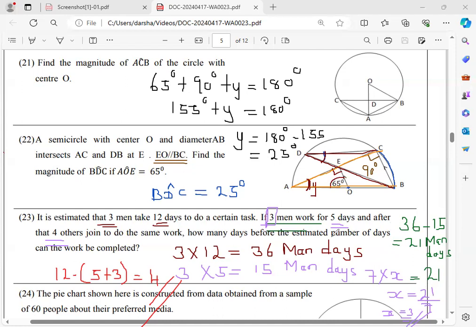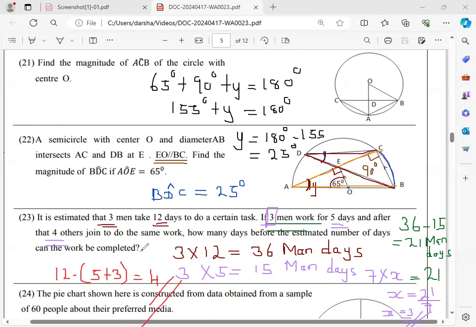Now we have appointed additional men. Therefore, 4 plus 3, we have 7 people. Therefore, 7 into x is equal to 21. Taking x as the subject, x is equivalent to 21 over 7, that is x is equivalent to 3. So in 8 days, we can complete. First 5 days, 3 men, 15 man days of work has been completed. The remaining 3 days, 7 men. So 7 into 3, 21.